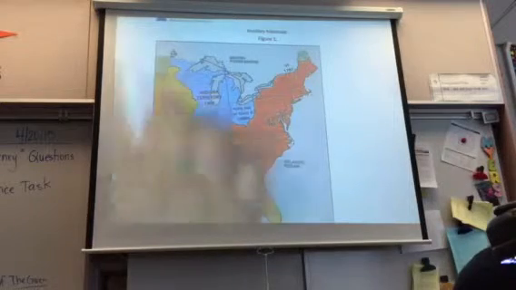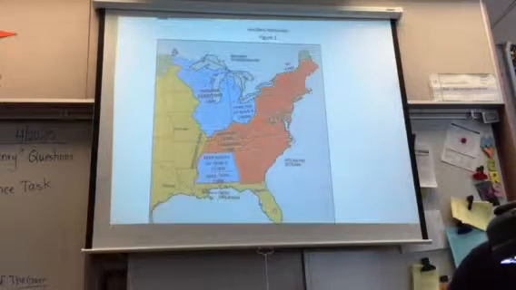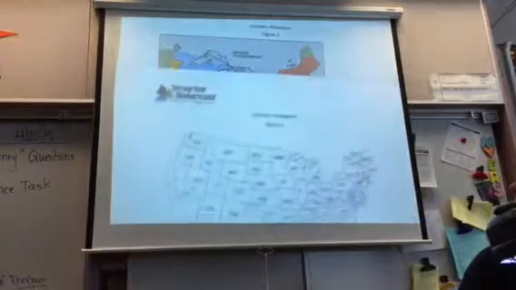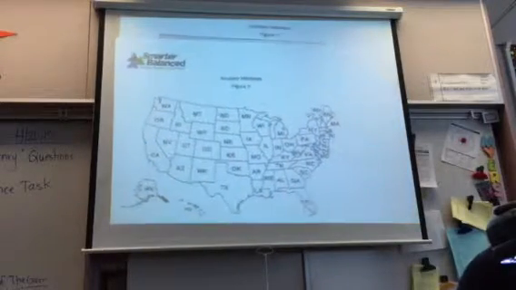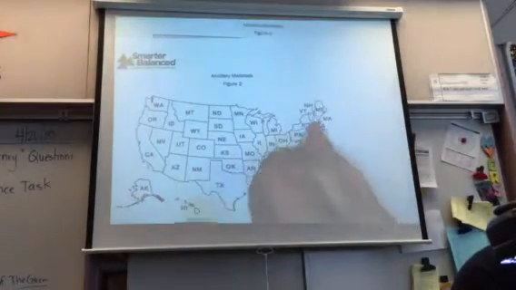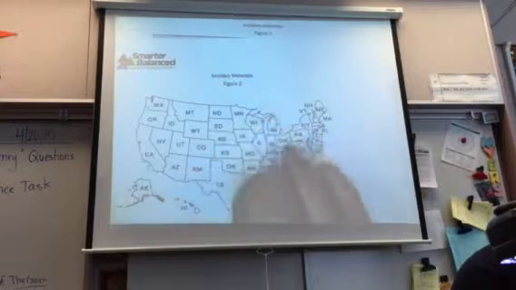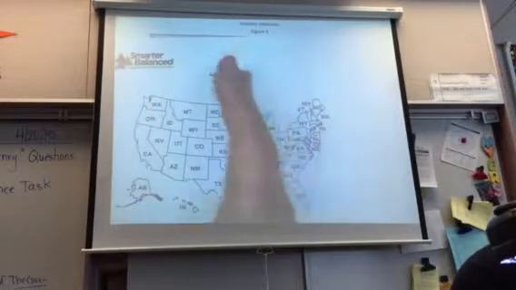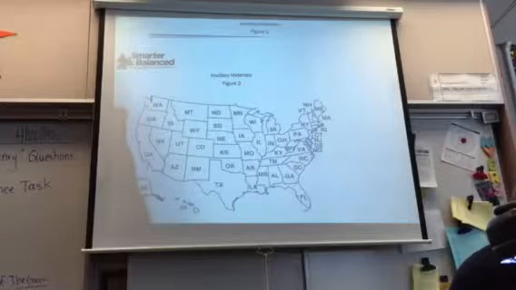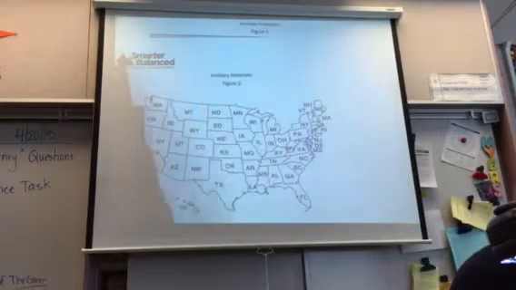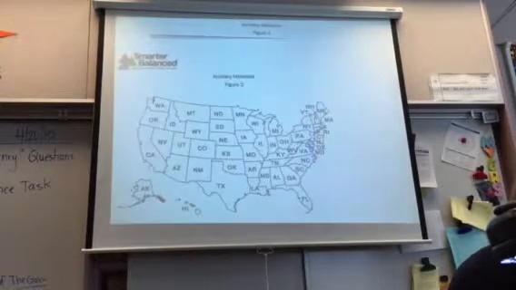Okay, so this is 1800. How has it changed today? Here's your original colonies, your 13 states. These were territories. This was a territory here, and this was all yet to be explored. In your group, or on your paper first, write about the differences you notice.